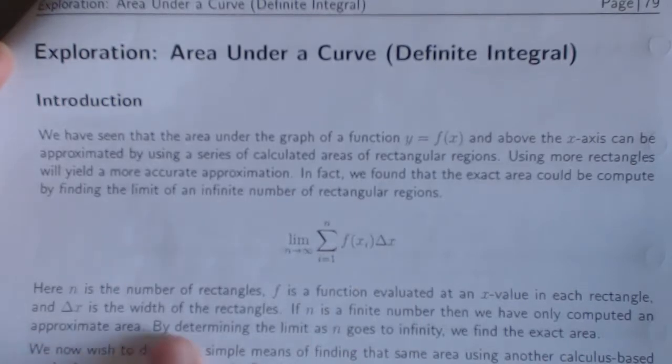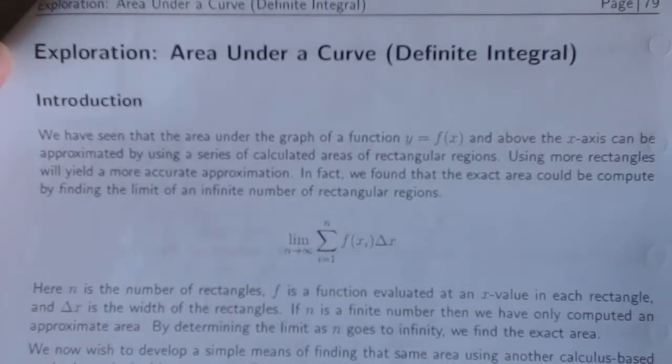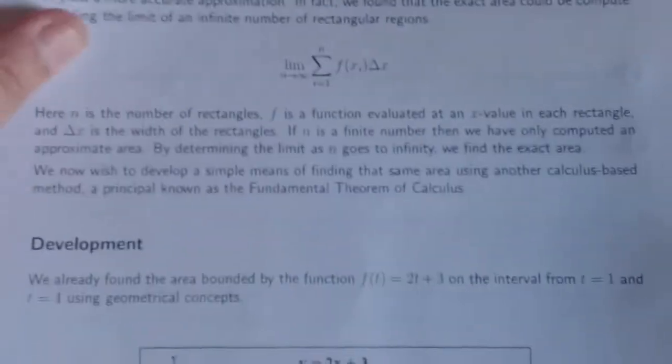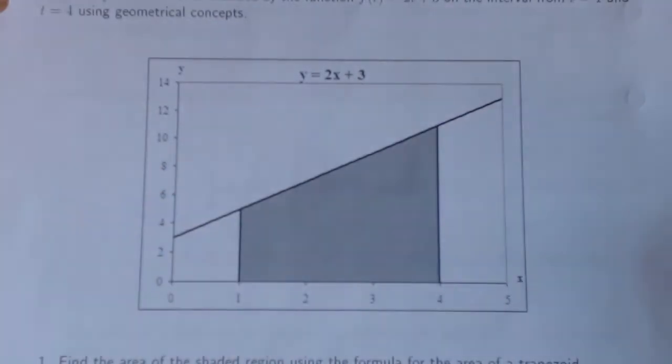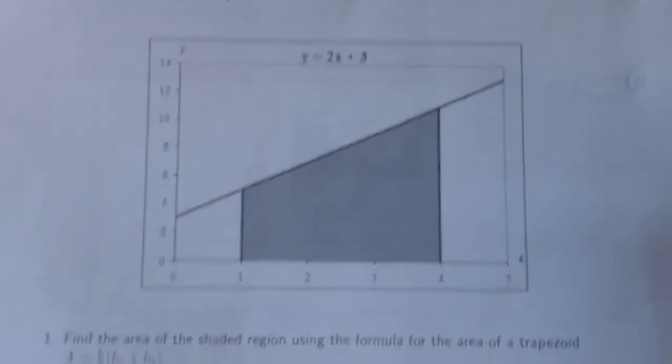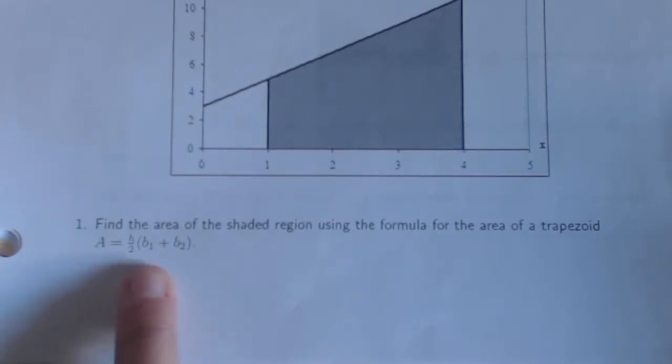And so what we want to do is look at this a different way. We already have found the area under this curve, f of t equals 2t plus 3. It's right here. This is f of t equals 2t plus 3, and you've already found the area from 1 to 4, and we're going to do that again using the trapezoid formula, A equals h over 2 times b1 plus b2. And then we're going to answer these questions.